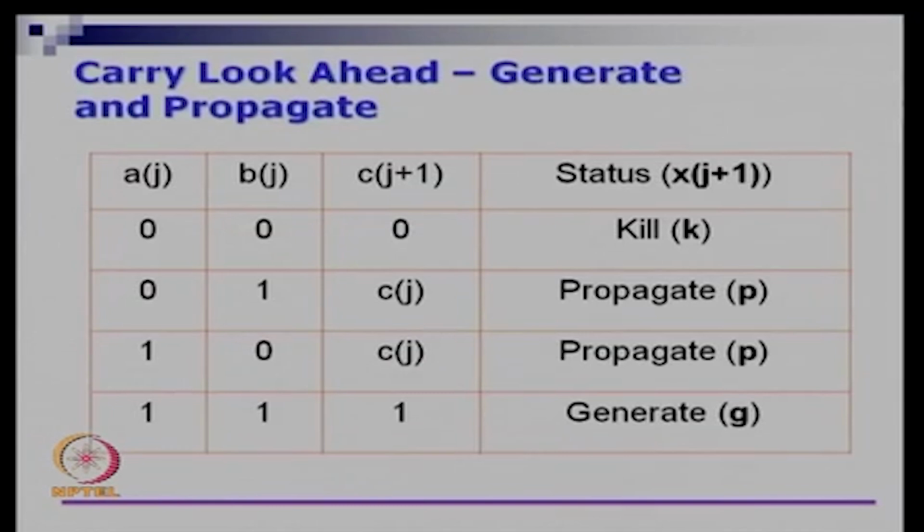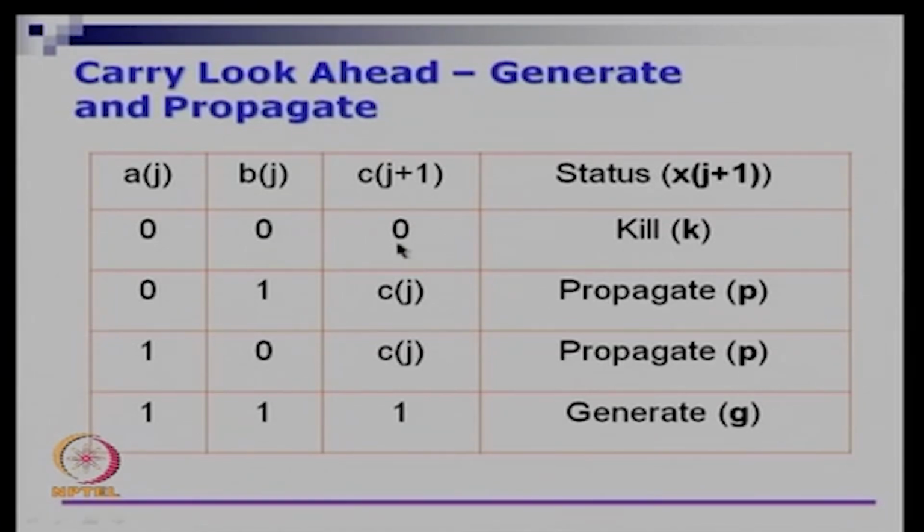So what we are going to do is exploit that. If a of j and b of j are both 0, I do not have to know c of j at all. This is a very important thing. If I know a of j and b of j are both 0, I do not need to decide based on c of j. I can say that c of j plus 1 is 0 without worrying about what the incoming carry is.